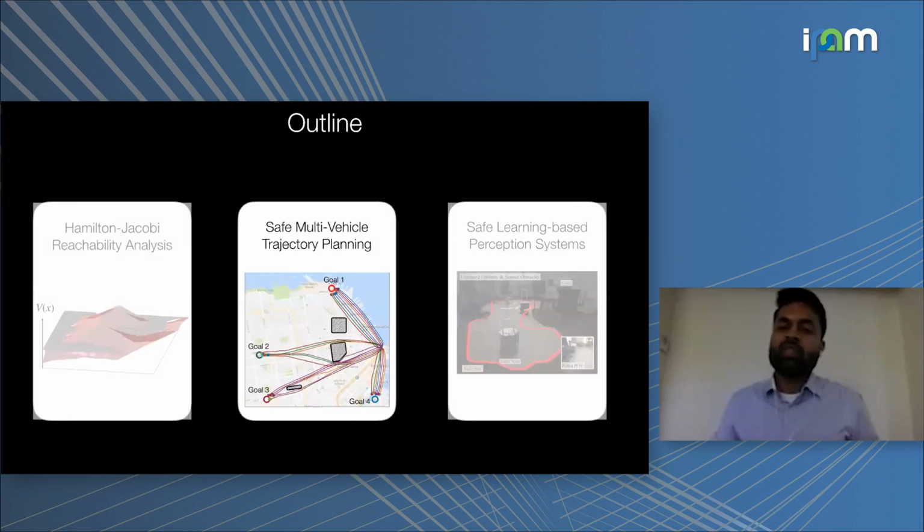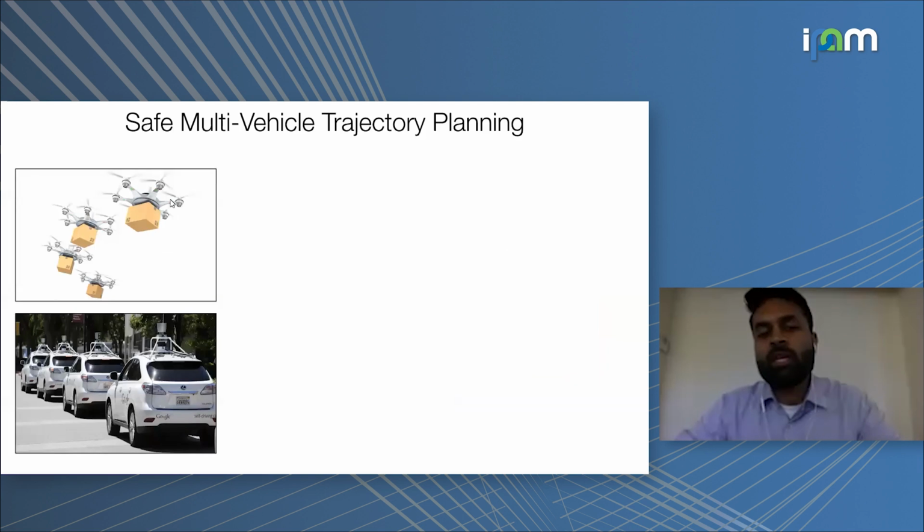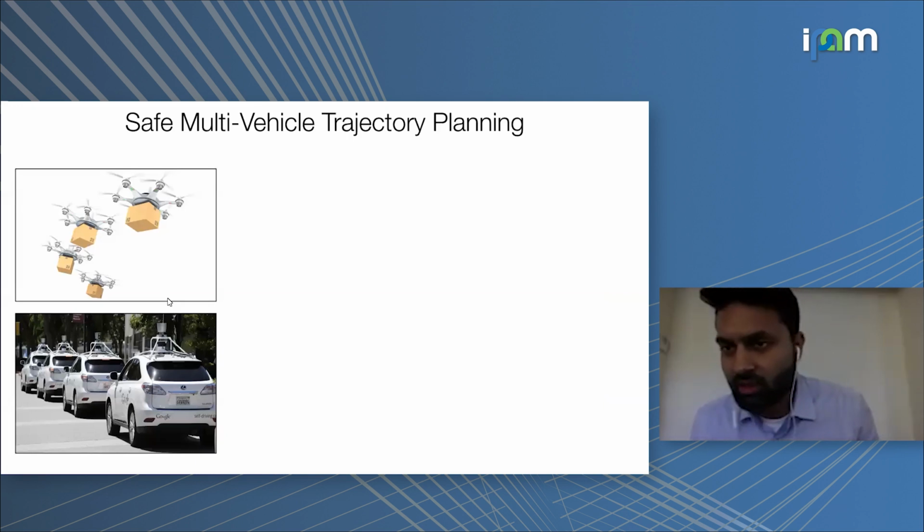So let me start with the first application that we looked into, which is safe multi-vehicle trajectory planning. And this is an important application in robotics for a variety of purposes. So, for example, people are interested in drone delivery. So this is very much an application that Amazon and Google are actively working on. And then there are platoons of vehicles that people are interested in coordinating. And in all these scenarios, we need to solve the problem of multi-vehicle trajectory planning.